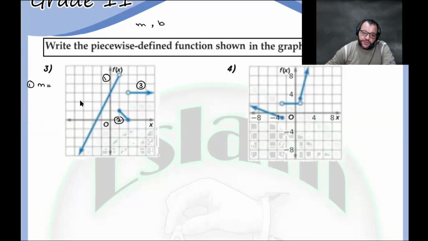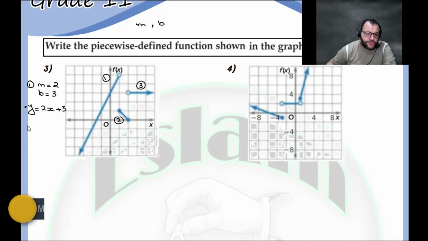So for number 1, can you find the slope? What is the slope of number 1? 2/1. That's a positive slope, and you go up 2 and run 1, so it will be 2/1, which equals 2. Can you find the y-intercept? 1, 2, 3. It intercepts at 3. So what is the equation of the first one? y equals 2x plus 3.